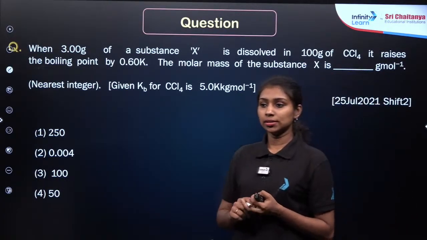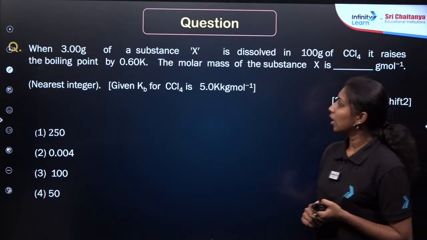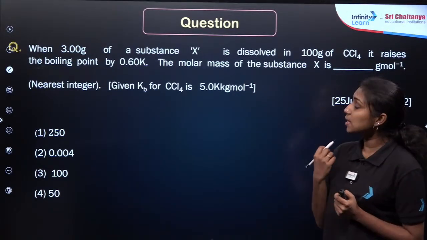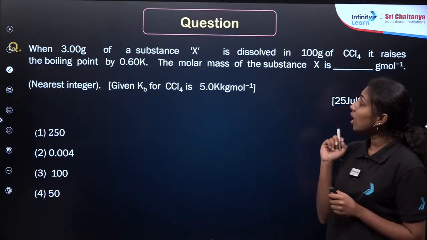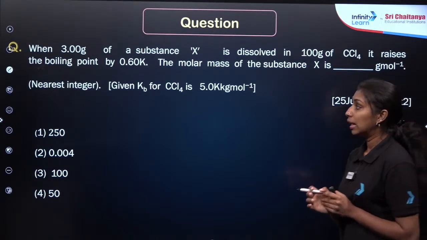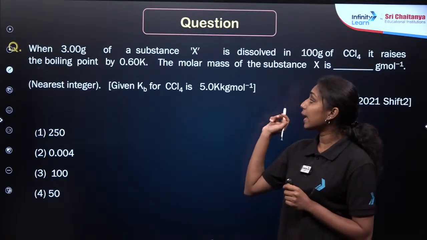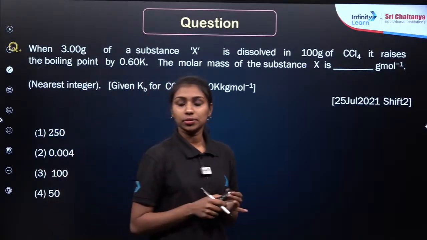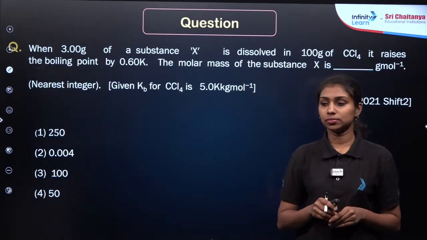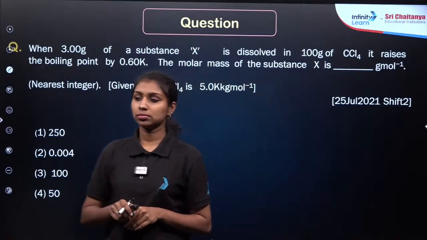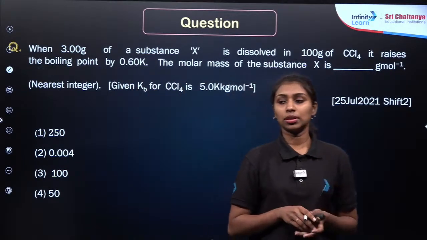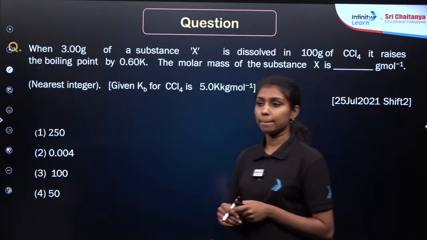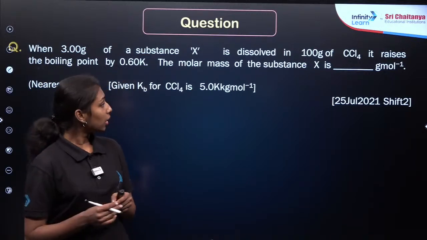Okay, here is the next question. When 3 gram of a substance X is dissolved in 100 gram of CCl4, it raises the boiling point by 0.60 Kelvin. The molar mass of the substance X is how many gram per mole? It is given that the Kb of CCl4 is 5 Kelvin kilogram per mole. What will be the answer for this question? The question is based on the elevation in boiling point. Try to solve the question and let me know the answer in the comment box.